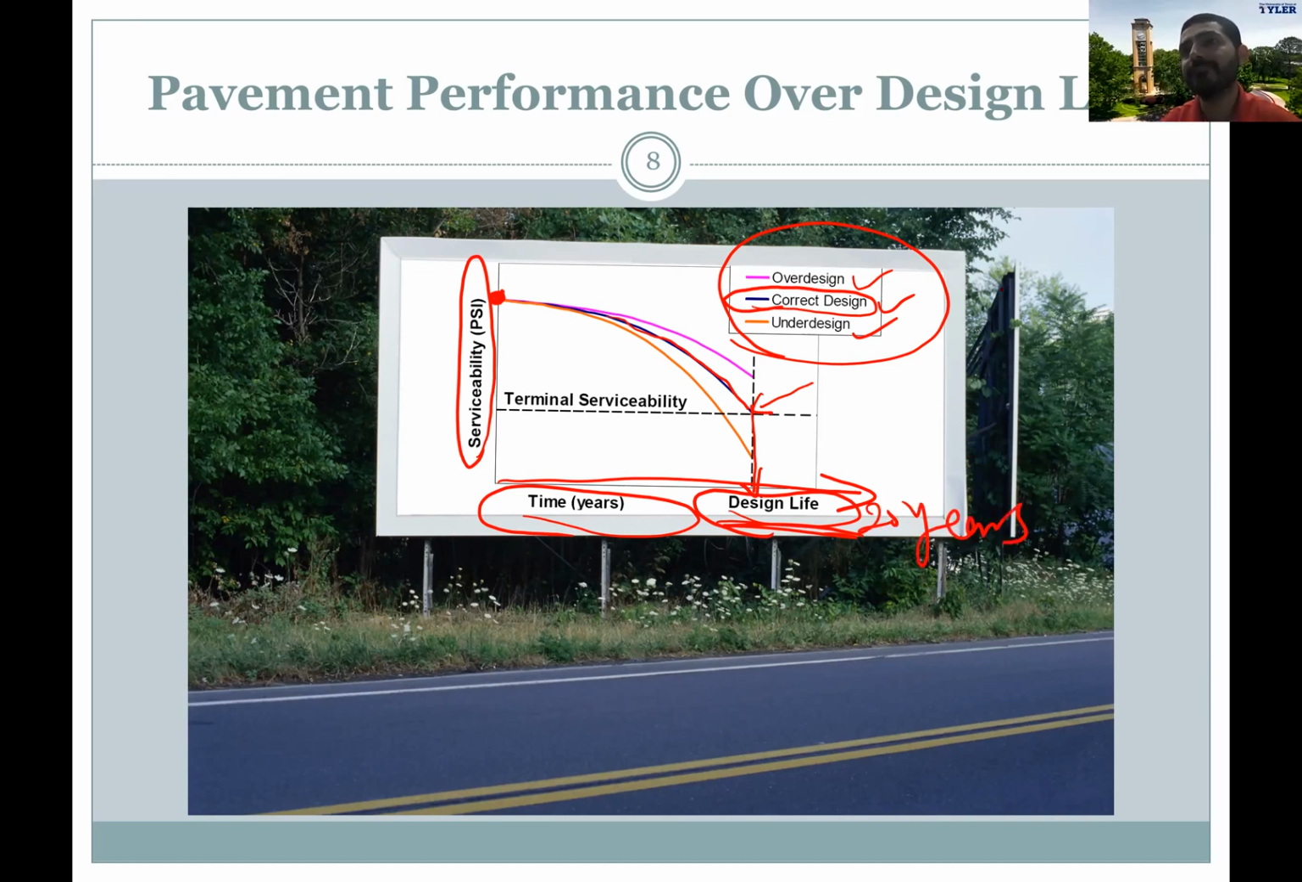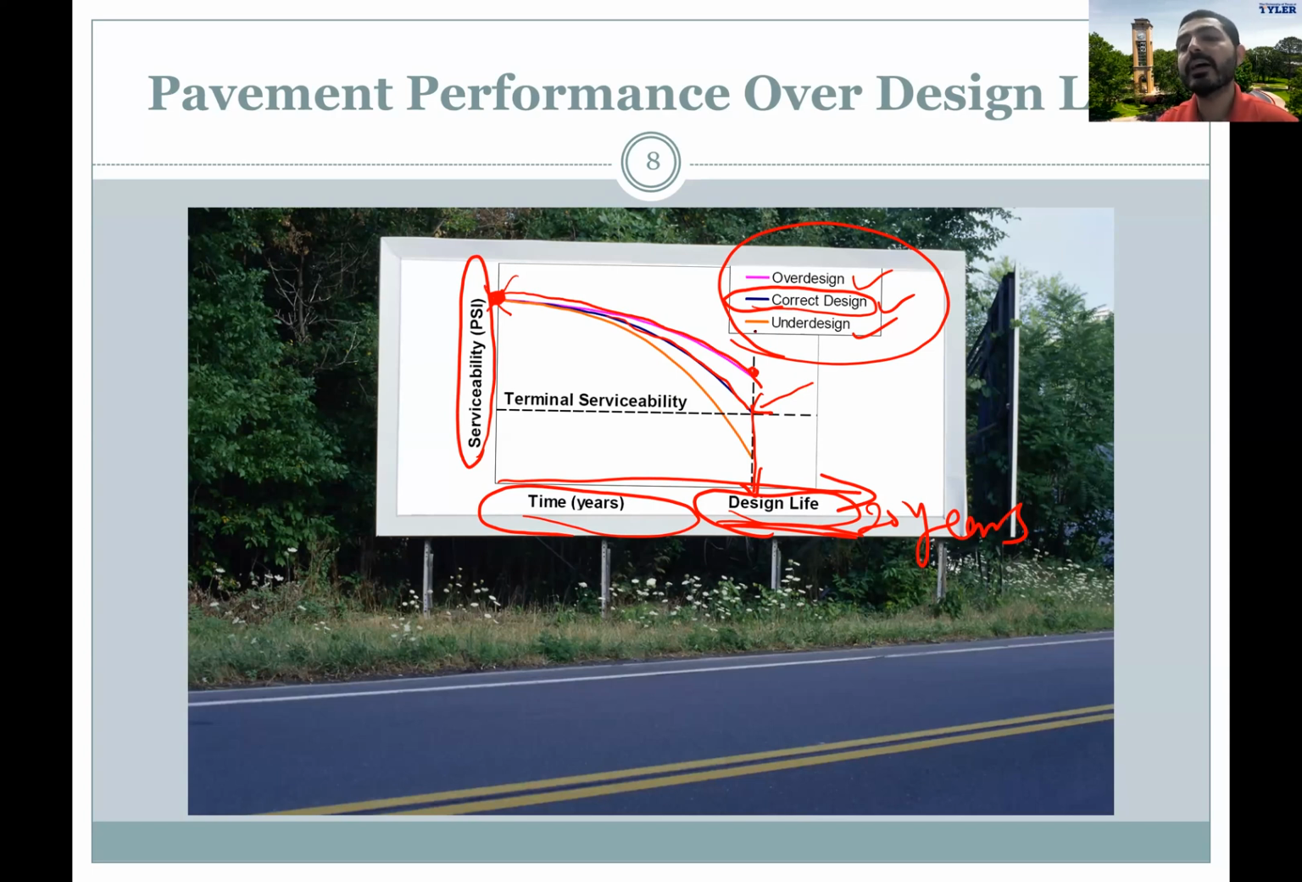If you are over designing, that's again not really the best thing, because now you will be spending too much money on that roadway, which is going to reduce your funding for other projects. Over designing means you're going to start at the same point, but the pavement is not going to reach the terminal serviceability. It's not going to reach failure at the design life. It's going to take longer to do that. Again, it may sound good, and it is actually if you're just designing one road. But if you're designing multiple roads, and you're over designing this one, that means you're going to spend too much money on this location, which is going to affect the design of other places.